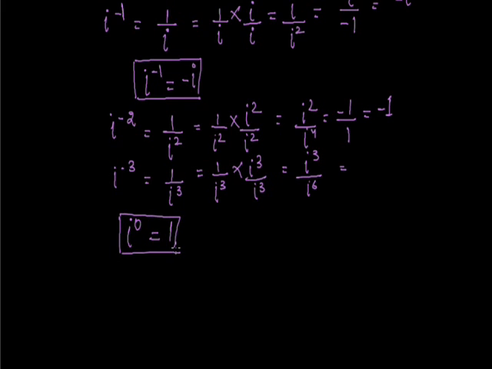One more thing, iota power 0 is always equal to 1, since anything to the power 0 gives the answer 1. Similarly, iota power 0 is also 1.